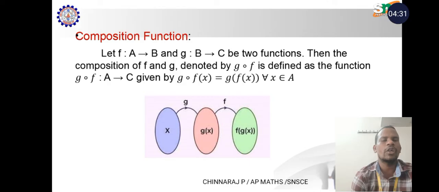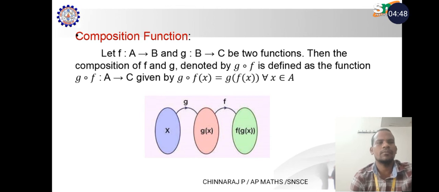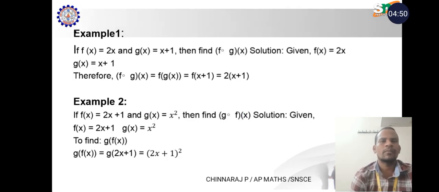The definition is (g∘f)(x) = g(f(x)) for all x belonging to A. Similarly, (f∘g)(x) = f(g(x)) for all x belonging to A. Next, see the example of composition of functions. If the two functions are f(x) = 2x and g(x) = x + 1, find f∘g(x).